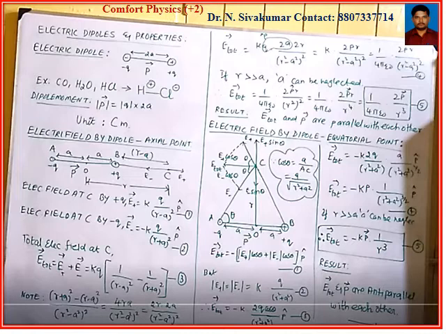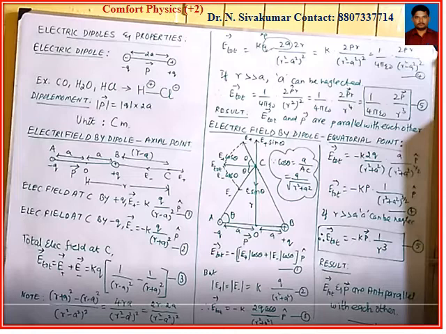Some examples of electric dipoles: carbon monoxide, H2O, HCl. How can you say this, sir? These molecules have a natural tendency to exhibit dipole behavior, H plus and Cl minus. It is naturally available. So H plus Cl minus, this system shows an electric dipole.